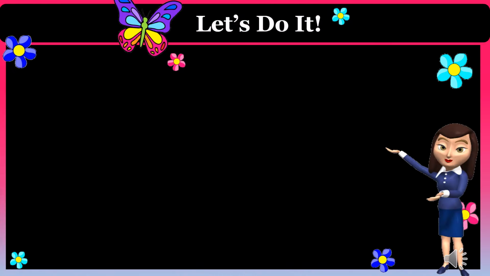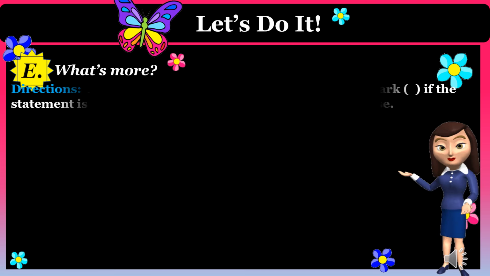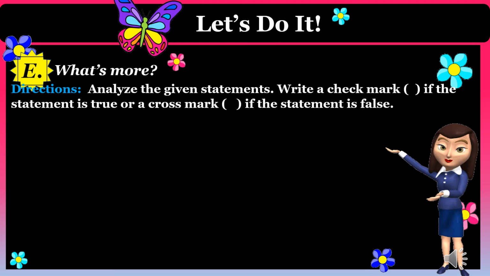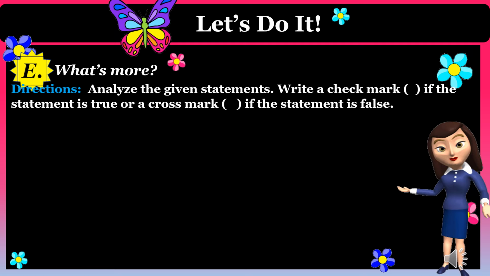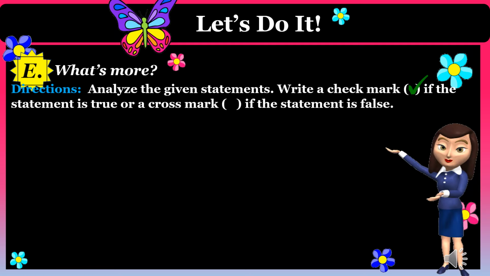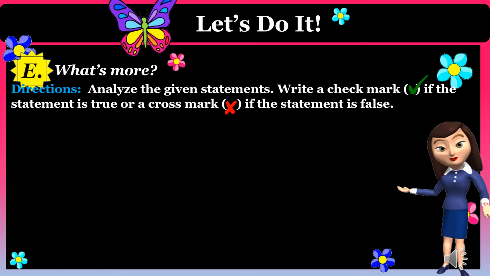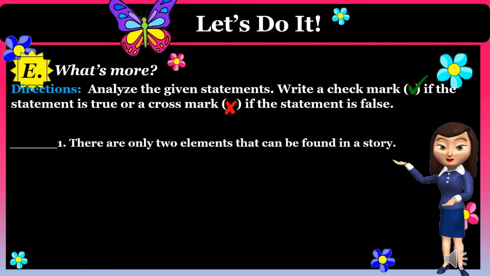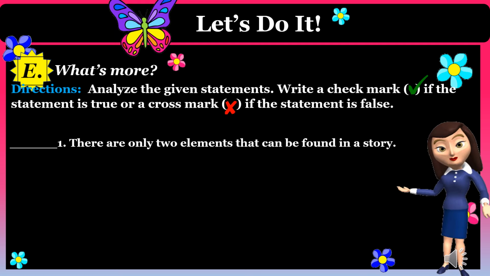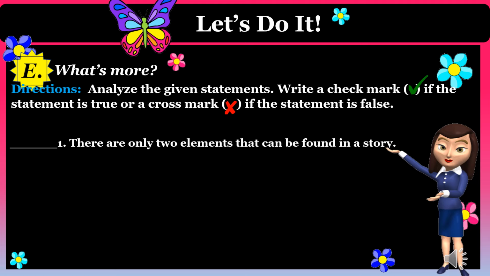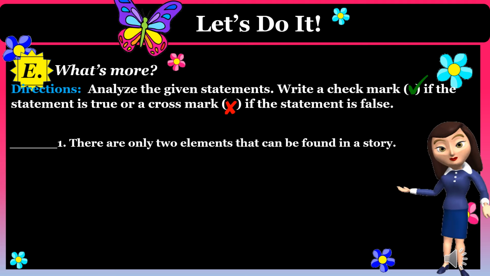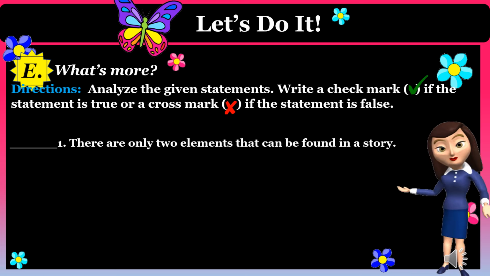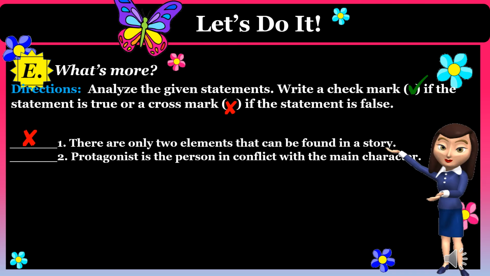Let's do this activity. So here is what you are going to do. Analyze the given statements. Write a check mark if the statement is true or a cross mark if the statement is false. Are you ready? All right, let's do it, kids. Number one, there are only two elements that can be found in a story. What is your answer? Oh, that's a good job. The answer is X.